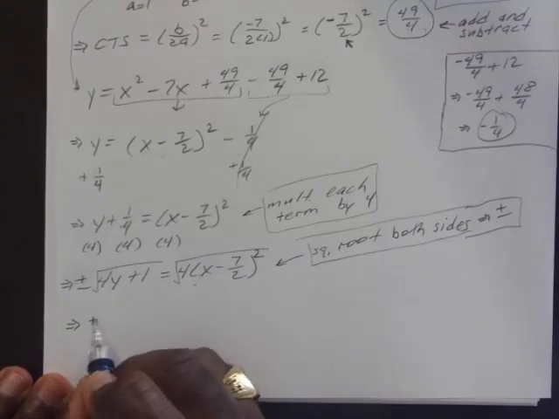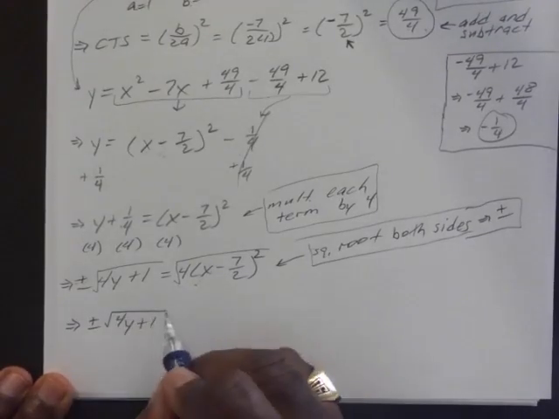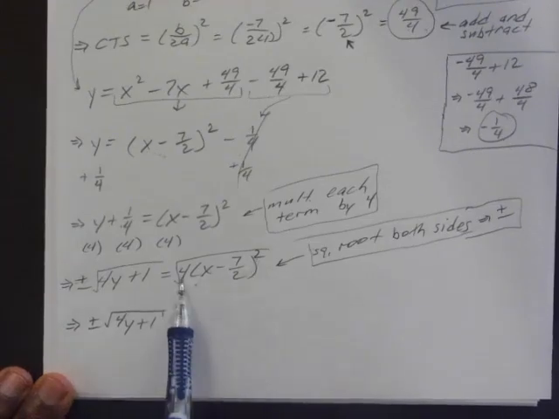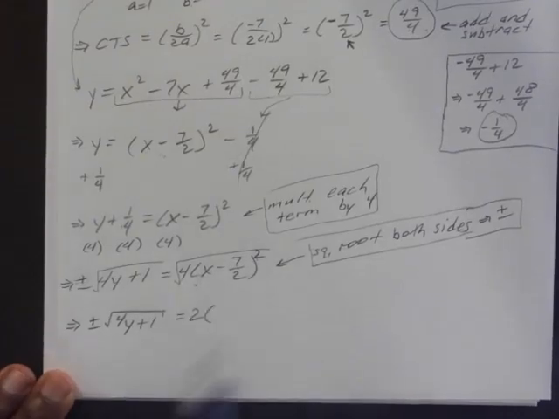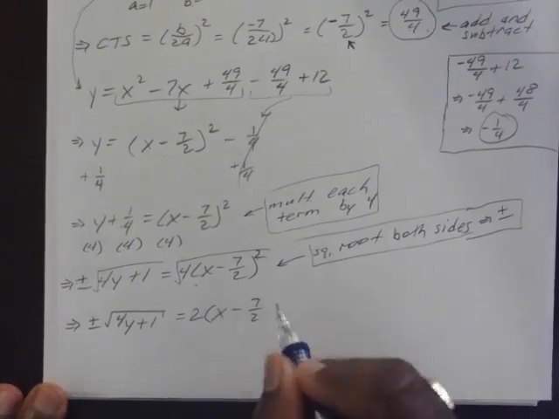Okay, so we have plus or minus the square root of 4y plus 1 is equal to, we have the square root of 4, which is 2, times the square root of x minus 7 over 2 squared. Well, that square and square root cancel each other out. That's just x minus 7 over 2.